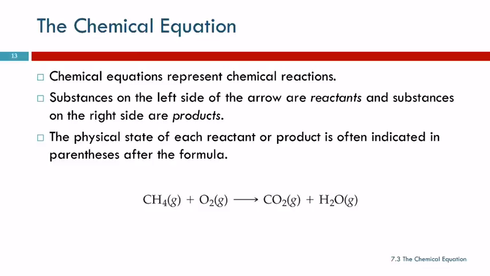We often, but not always, indicate the physical state of each reactant or product in parentheses. So methane is a gas here, and oxygen is a gas, and we're forming carbon dioxide as a gas and water as a gas. If the problem that you're doing says to include state symbols, then you sure as heck better include the state symbols. If it doesn't specifically say, then you could go either way.